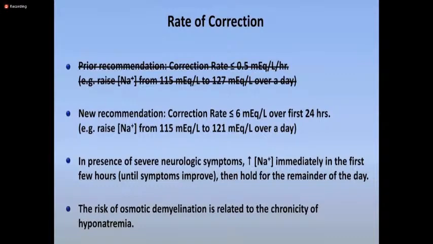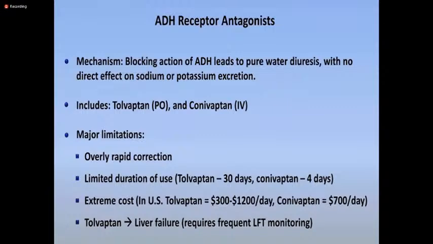So you aim at correcting by at most 6 milliequivalents in the first 24 hours. If the patient has severe neurological symptoms, you want to correct the hyponatremia as fast as you can. But patients who present chronically, there's no role for rapid correction of the low sodium levels.